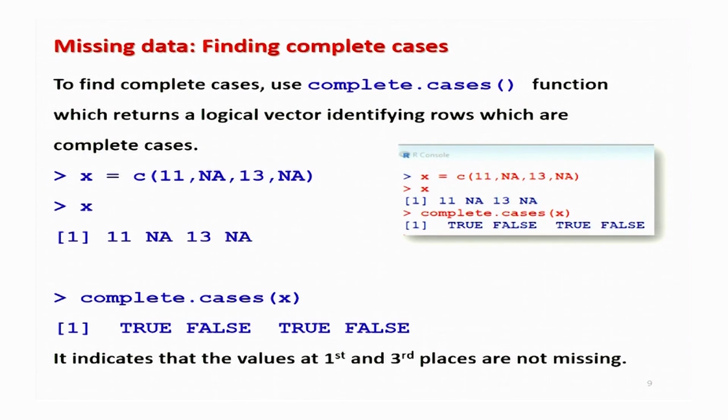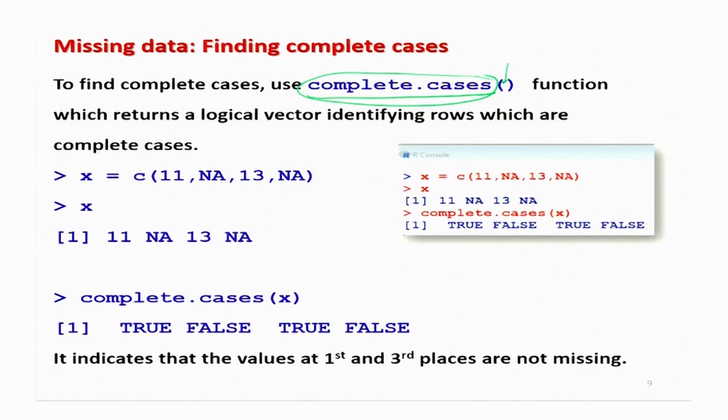Now, another question: when you are trying to handle a data vector which has got missing values, you would like to identify which of the data values are complete. So, we have here a function complete.cases, all written in lowercase alphabets, and inside the parenthesis you have to give the name of the data vector.